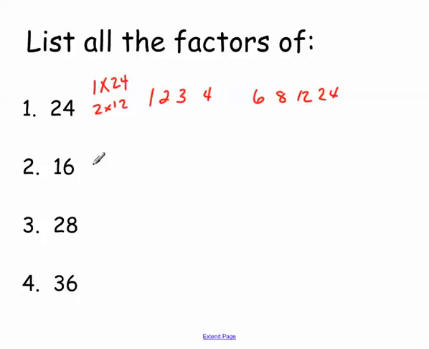Okay, I'm going to do it again for 16. I have 1 times 16, 2 and 8. There's no 3, and then it's 4 times 4, so that means I'm finished. Okay, why don't you go ahead and do the next 2? Do them on your paper. I'm going to be looking for that to make sure you do those 2 problems. So go ahead and pause the video and come back and check your answer.